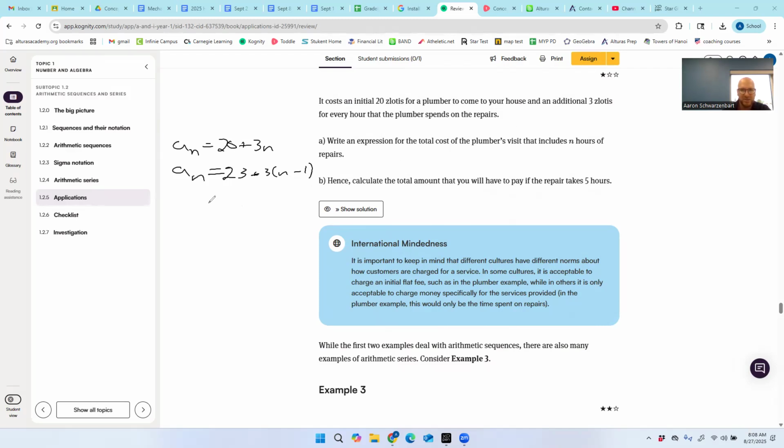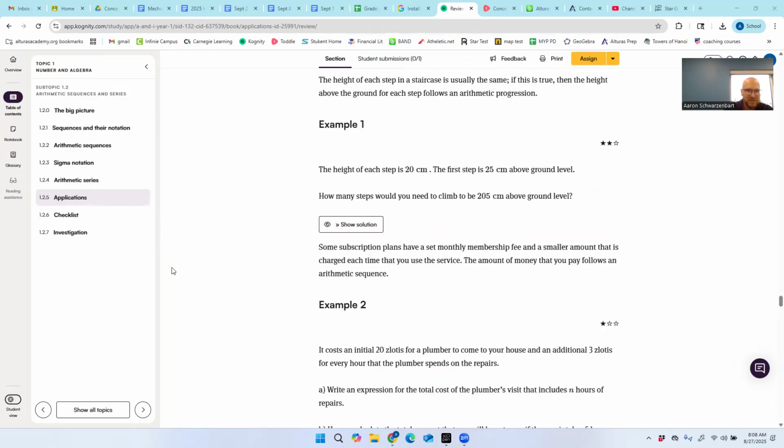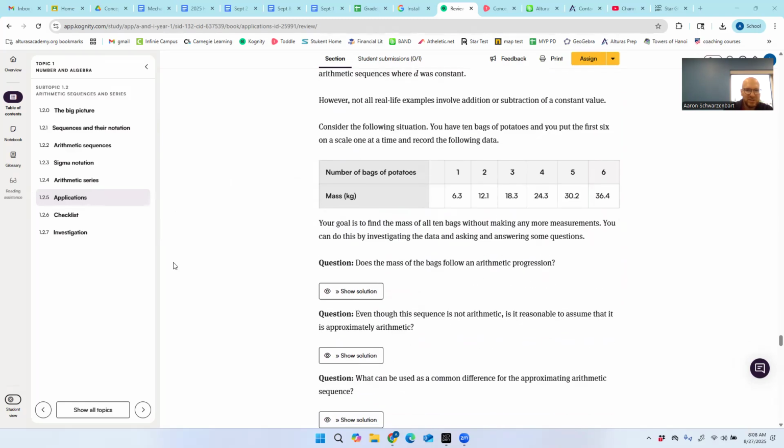Hence, calculate the total amount you'll pay for 5 hours. So that's a sub 5 equals 20 plus 3 times 5, 35 zlotys. I don't know, again, how to abbreviate that one. Okay, there's a lot more examples that are very similar. So we're going to skip ahead to example 6 here.